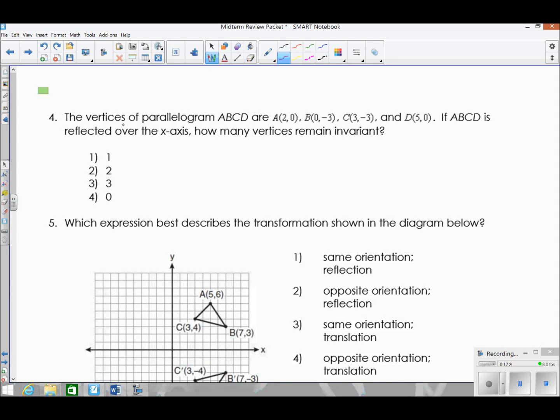So for this example, the vertices of a parallelogram ABCD are these points. If ABCD is reflected over the x-axis, how many points remain invariant? So what that means is how many points remain the same. Invariant means not varying, so it remains the same. The best way to do this is actually just to sketch it.